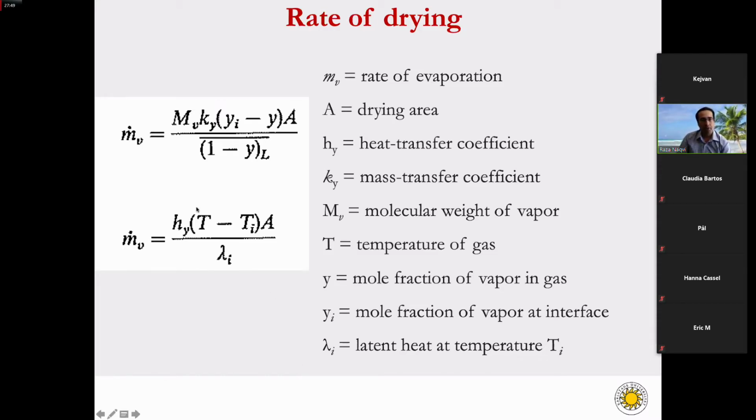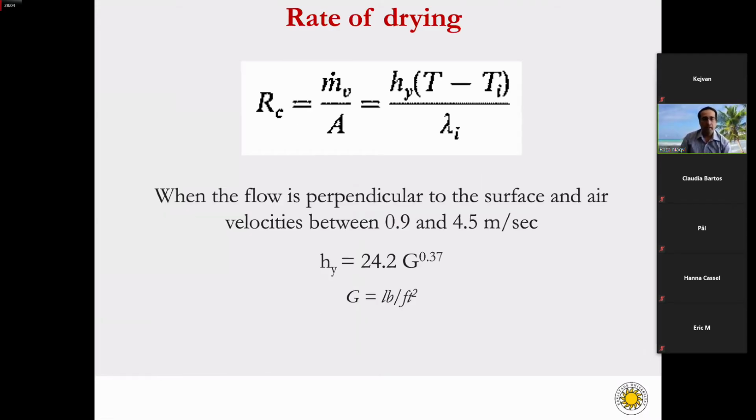And this is the equation that we normally use in order to calculate the rate of drying or rate of evaporation. Normally, this equation is very important. In this equation, we have the heat transfer coefficient, the delta T, the area, and lambda is the latent heat at temperature Ti. If we would like to calculate RC, which is the evaporation per unit area, we can calculate it from HY, delta T, and lambda. And we have to calculate the heat transfer coefficient.